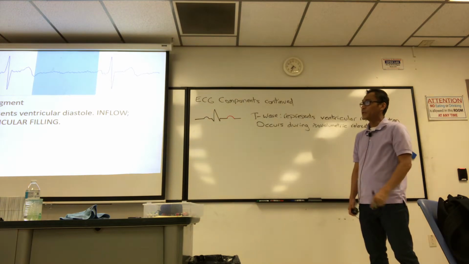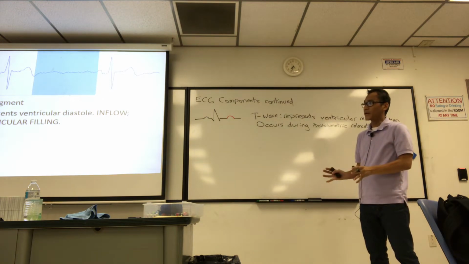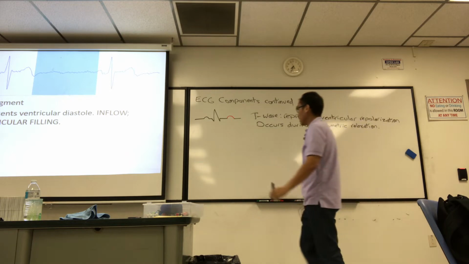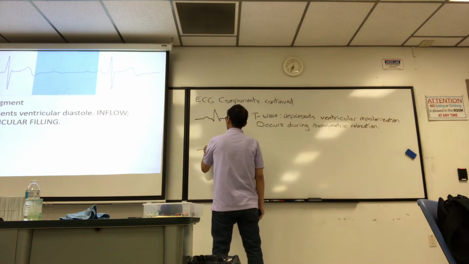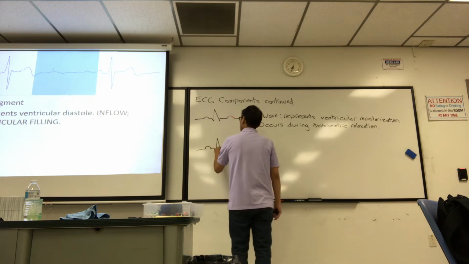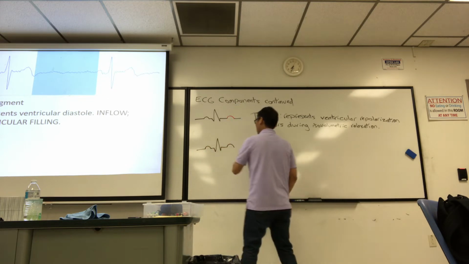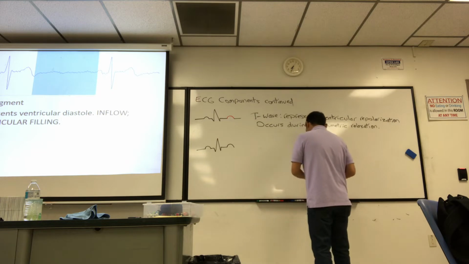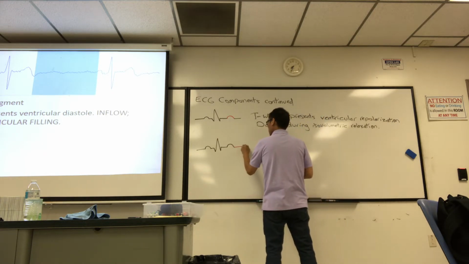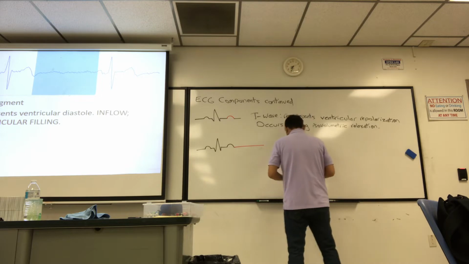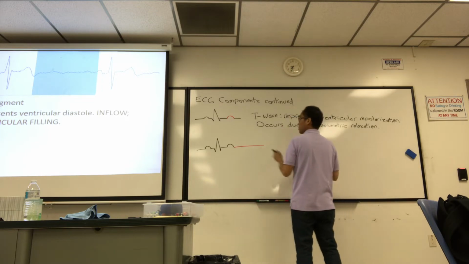Is actually the moment between two cardiac cycles, and it's called the TP segment. So, just draw one cardiac cycle, get to the end of the T, and then the moment between, before the next one starts, is our TP segment.